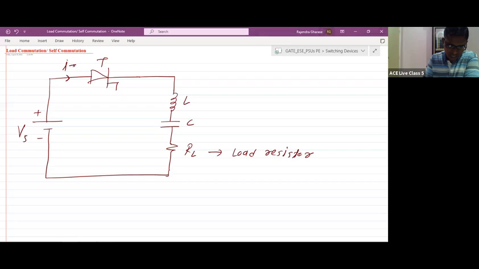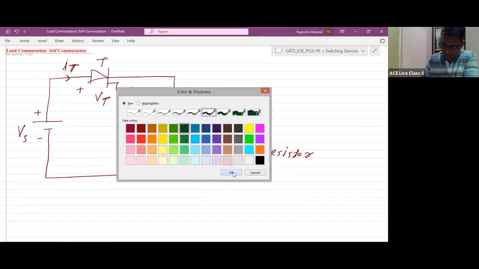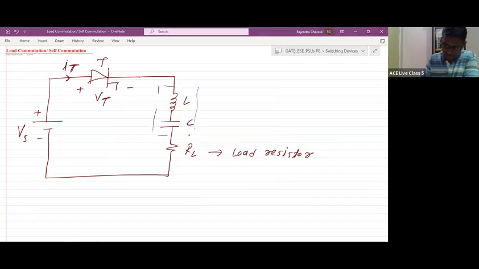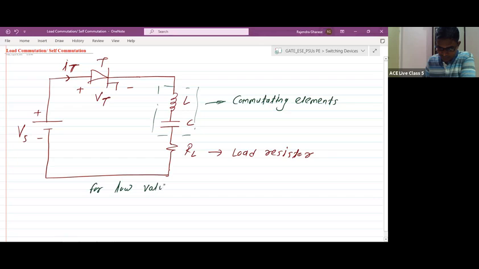Current flowing through thyristor is IT, and voltage across thyristor is VT. These are L and C. These are the commutating elements. Okay, and load resistor. This circuit is for low value of RL. For high value of RL, the circuit will be different. That we'll discuss after this. So this is for low value of RL, that is the load resistor.